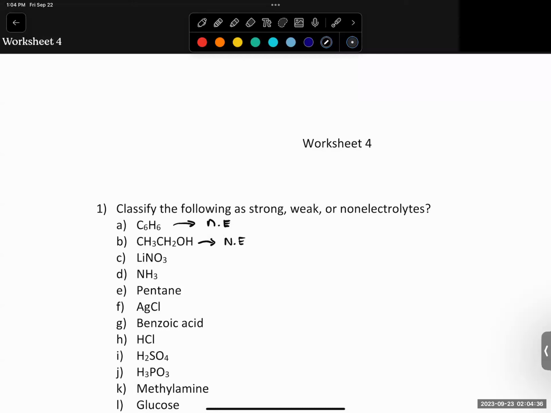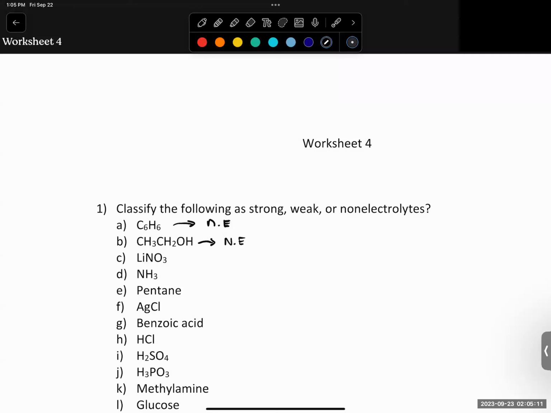Okay, do we all agree that lithium is a metal? Yes. Nitrate is a polyatomic anion. So this is a salt. Do we agree on that? Yes. Salts are only found in two classes, strong or non-electrolytes, because as David said earlier, soluble salts are considered strong electrolytes and insoluble salts are considered non-electrolytes. So because this is a salt, we have to determine whether it's soluble or insoluble.